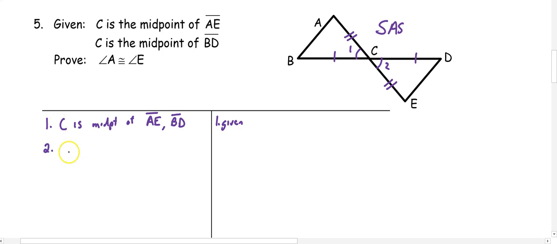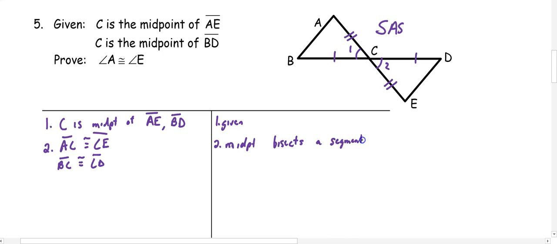So in step 2, we're going to say that AC is congruent to CE. And in the same step, we can also say that BC is congruent to CD because they use the same reasoning. The reason that those are congruent is that a midpoint bisects a segment into two congruent parts. Then we also have vertical angles are congruent. So angle 1 is congruent to angle 2 because vertical angles are congruent.